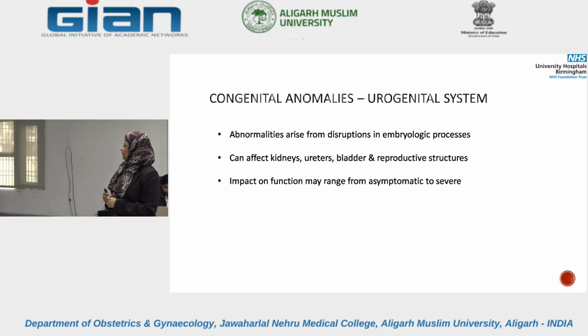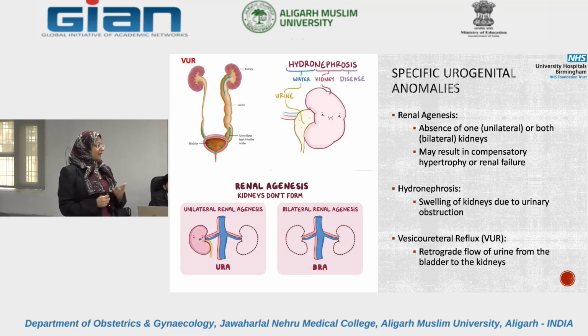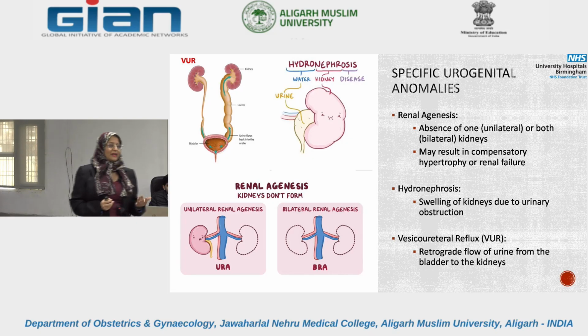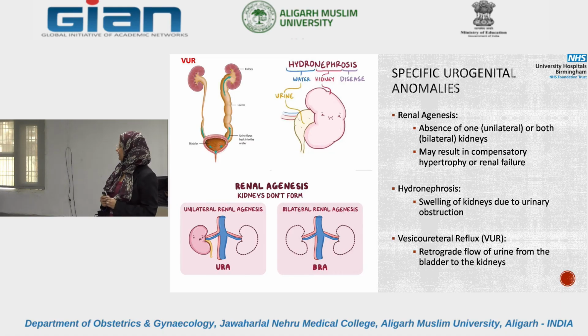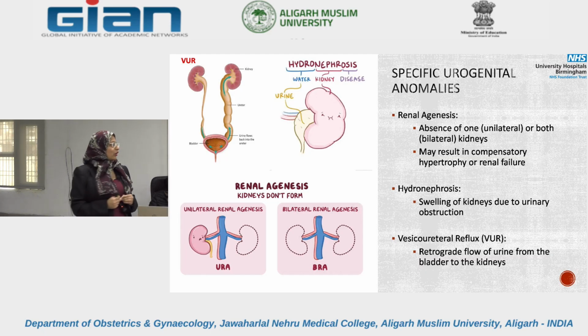So now a few pictures. We are talking about renal agenesis, where in the first place the kidney doesn't develop. So absence of one or both kidneys may result in compensatory hypertrophy or renal failure, but not in every case. Sometimes one kidney is good enough. Hydronephrosis is swelling of the kidneys due to urinary obstruction.